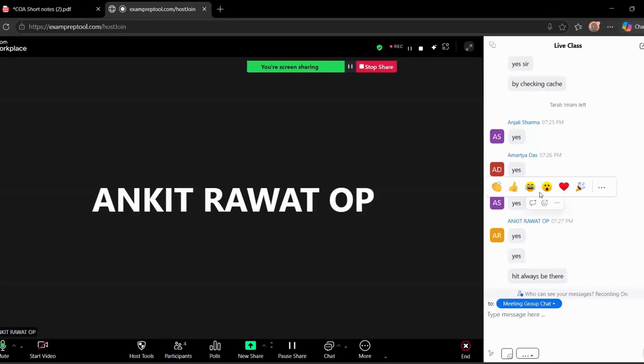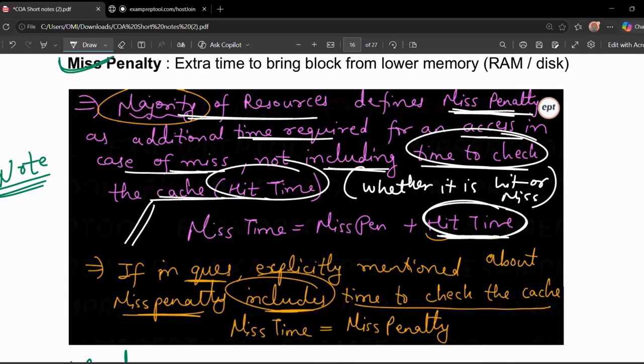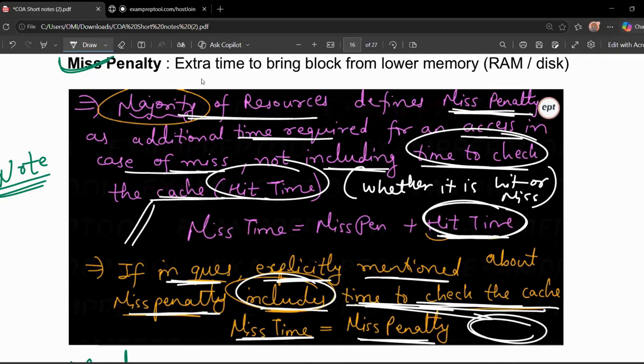Now, if the question explicitly mentions that miss penalty includes the time to check the cache, then your miss time is the same as the miss penalty. You don't have to include it again. So these two things you have to take care of.